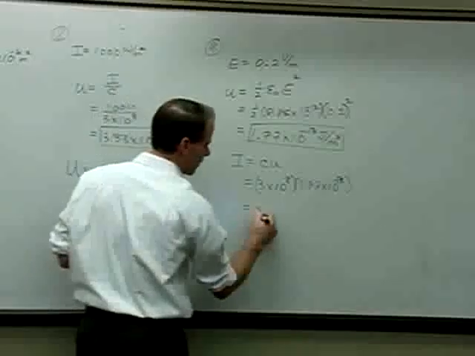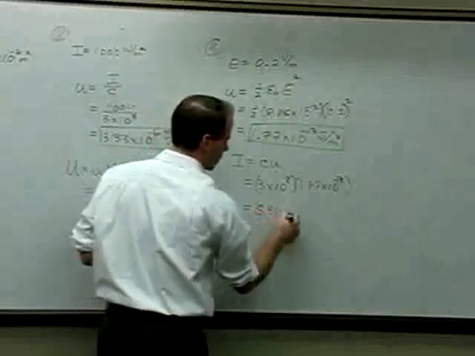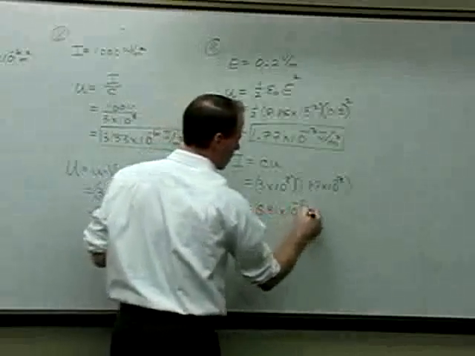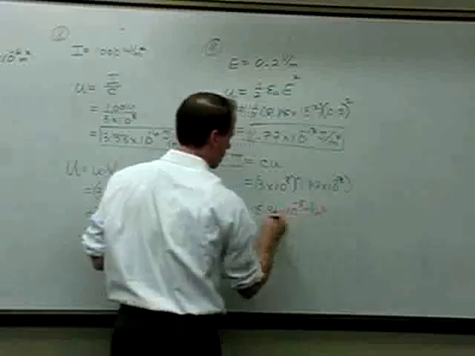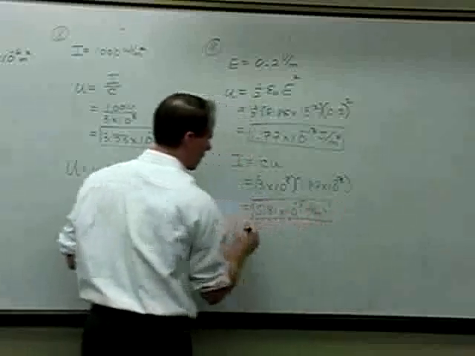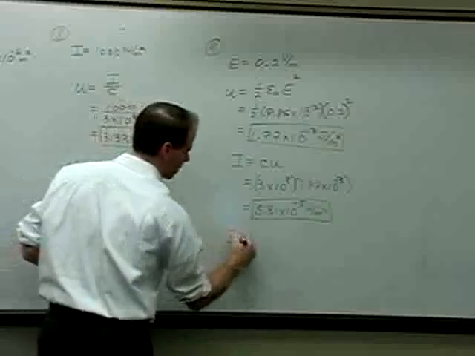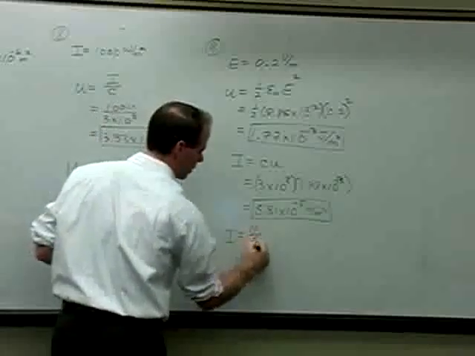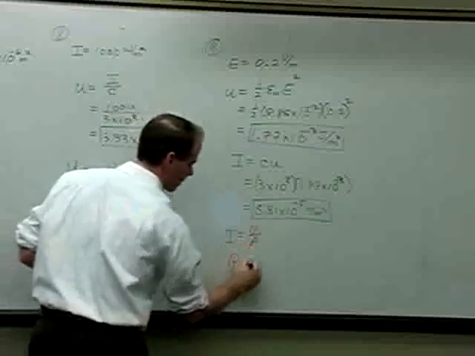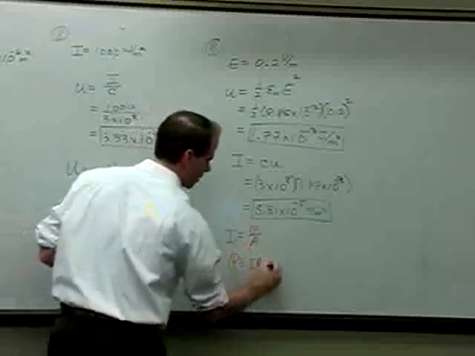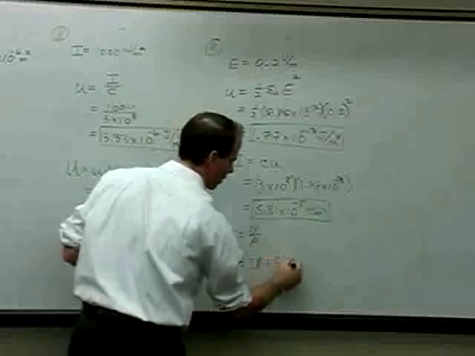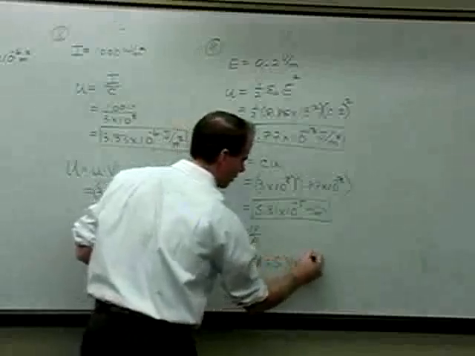.31 times 10 to the minus 5 would be watts per meter squared. But intensity equals power per area, so power would equal intensity times area. That's going to be 5.31 times 10 to the minus 5.